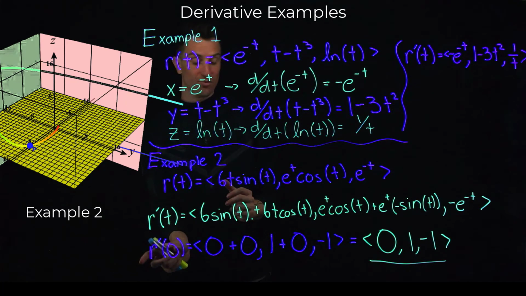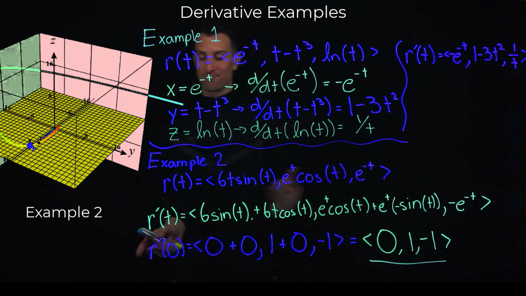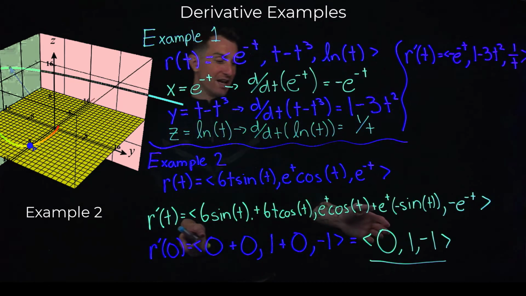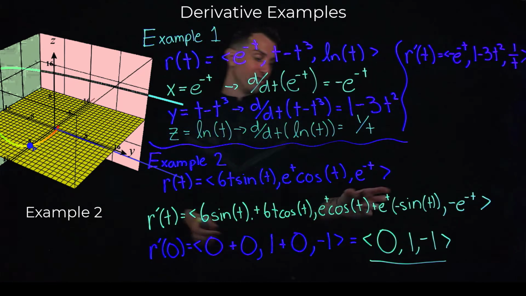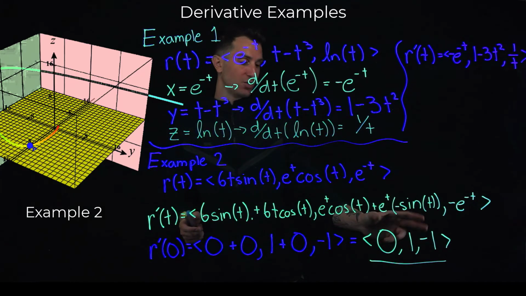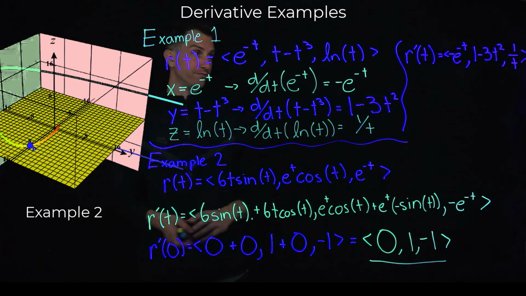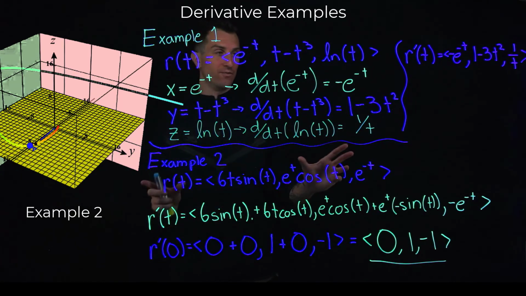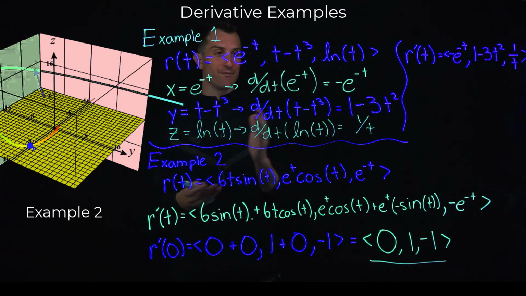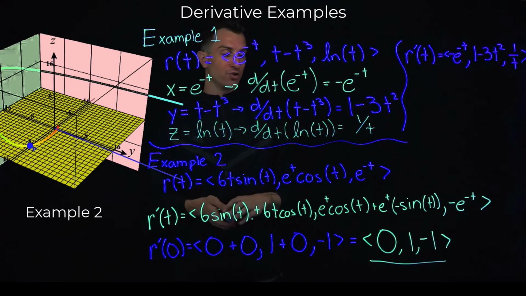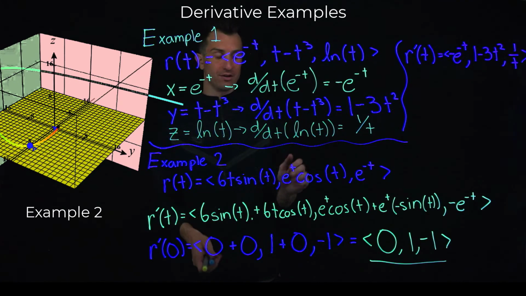And let's say I give you a point to evaluate it at, as easy as plugging in 0, and we have 0, 1, negative 1. So this is our rate of change, or our velocity vector at 0. Okay, so hopefully this helps as far as going through derivatives. Again, break it up piece by piece. We're just doing 3 different derivatives for 3 different dimensions.